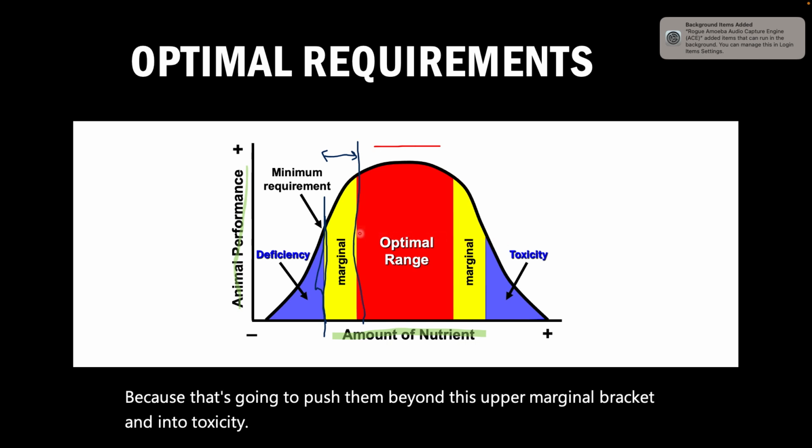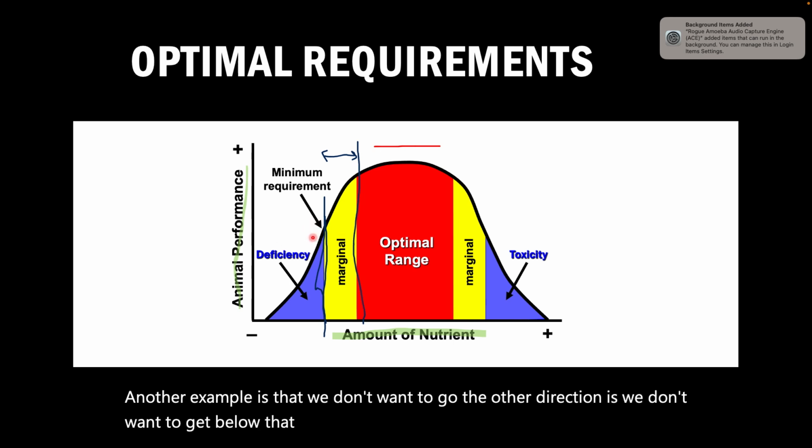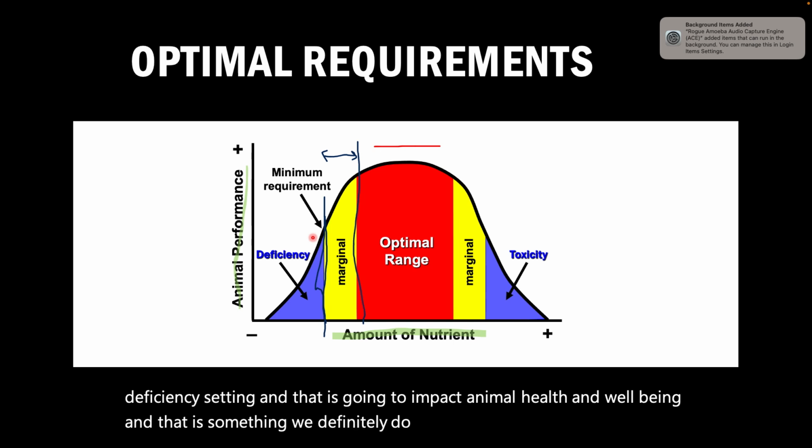Another example, going the other direction, is that we don't want to get below that minimum requirement. We're going to create a deficiency setting, and that is going to impact animal health and well-being, and that is something we definitely do not want to do.